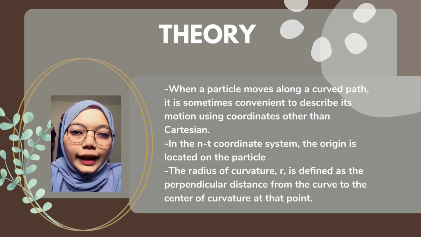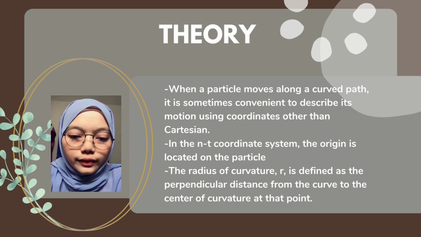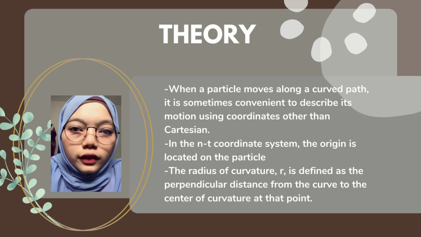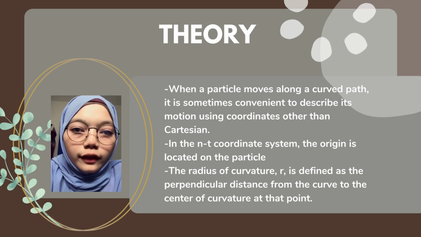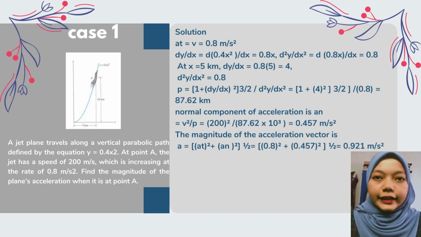The positive n and t directions are defined by the unit vectors un and ut, respectively. The center of curvature, O, always lies on the concave side of the curve. The radius of curvature r is defined as the perpendicular distance from the curve to the center of curvature at that point. The position of the particle at any instant is defined by the distance s along the curve from a fixed reference. Study case 1.